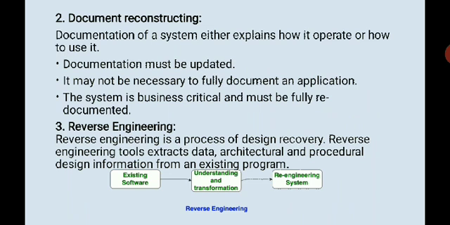And then you allocate it as per the work that you need to do. Then you have document restructuring. Documentation of a system either happens as how it operates or how to use it, and it must be updated. It may be necessary to fully document an application. The system is business critical and must be fully re-documented. If any changes or bug fixes had taken place, you actually need to retrace and see what changes you can make in your document file, which is very, very important.